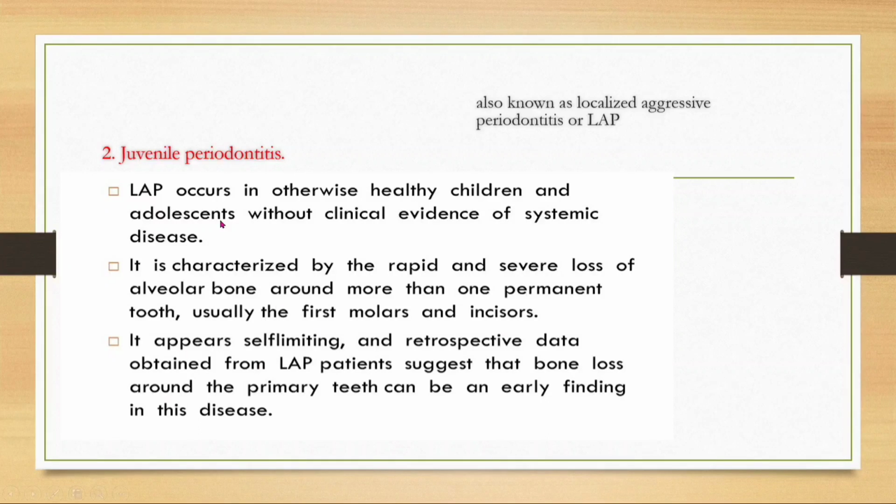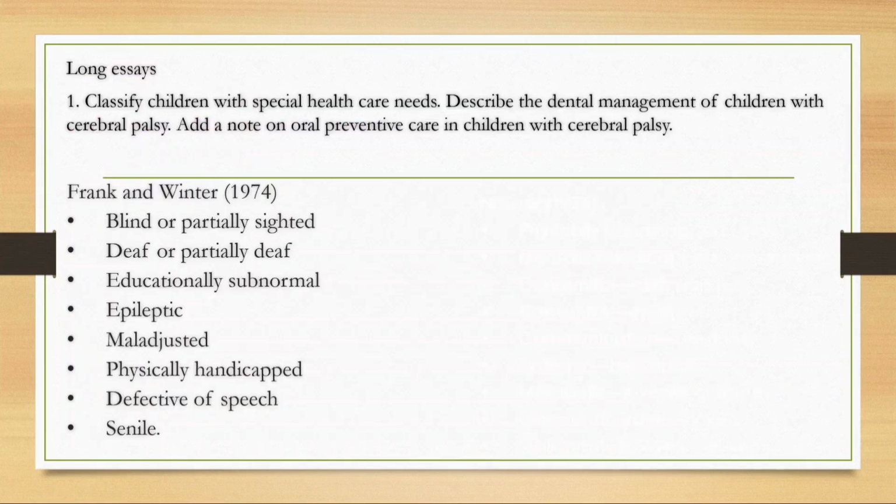So what is juvenile periodontitis, otherwise known as localized aggressive periodontitis or LAP? Very commonly asked question. It occurs in otherwise healthy children and adolescents without clinical evidence of any systemic disease. So it is characterized by rapid and severe loss of alveolar bone around more than one permanent tooth, especially the first molars and incisors. This also is a self-limiting disease, and retrospective data obtained from LAP patients suggests that the bone loss around the primary teeth can be an early finding of this particular disease.